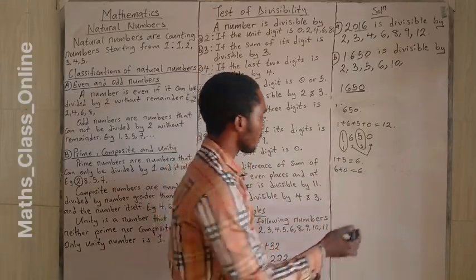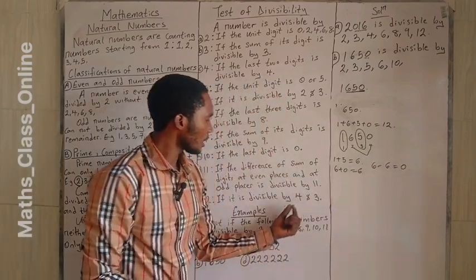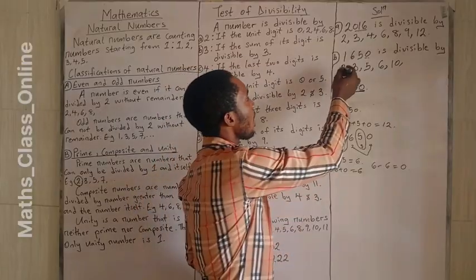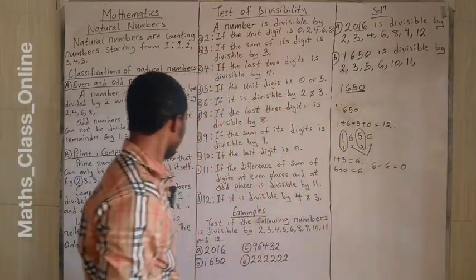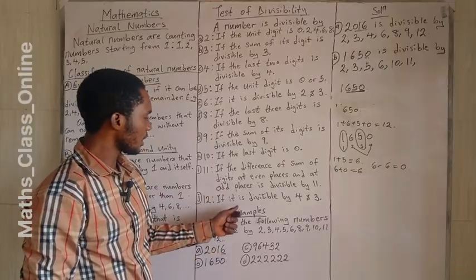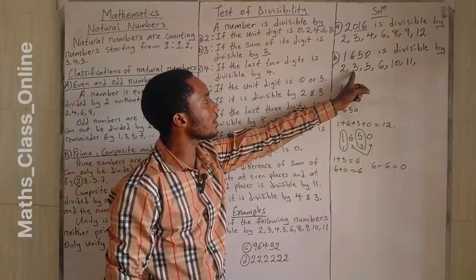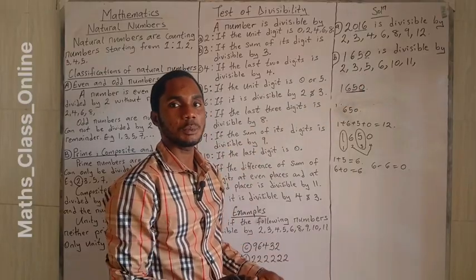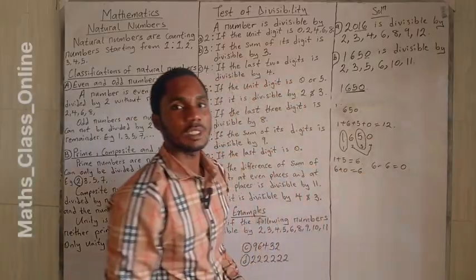Let's take the difference. 6 minus 6, that's 0. Can 11 divide 0? Yes, 11 can divide 0. That means that 1650 is divisible by 11. By 12. If it is divisible by 4 and 3, this is divisible by 3. But it's not divisible by 4. That means it is not divisible by 12. And we'll move on to the next example.